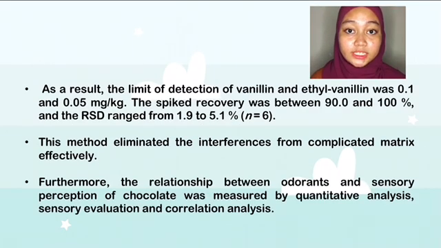As a result, the limit of detection of vanillin and ethyl vanillin was 0.1 and 0.05 mg/kg. The spike recovery was between 90.0 and 100%, and the RSD ranged from 1.9 to 5.1%. This method eliminates the interferences from complicated matrix effectively.